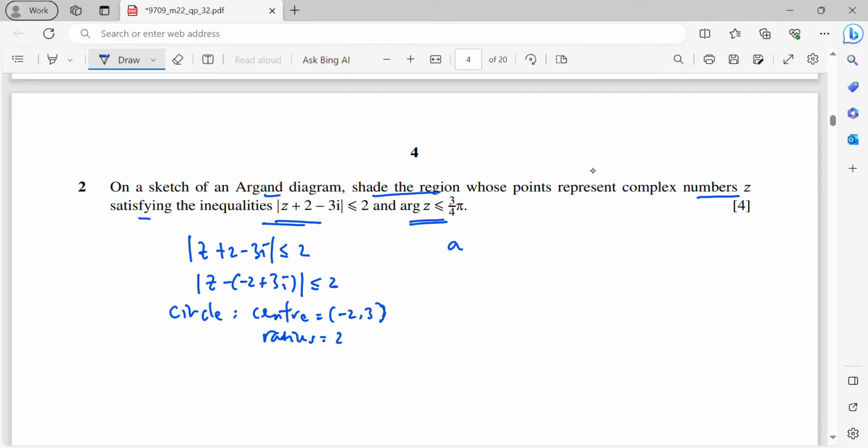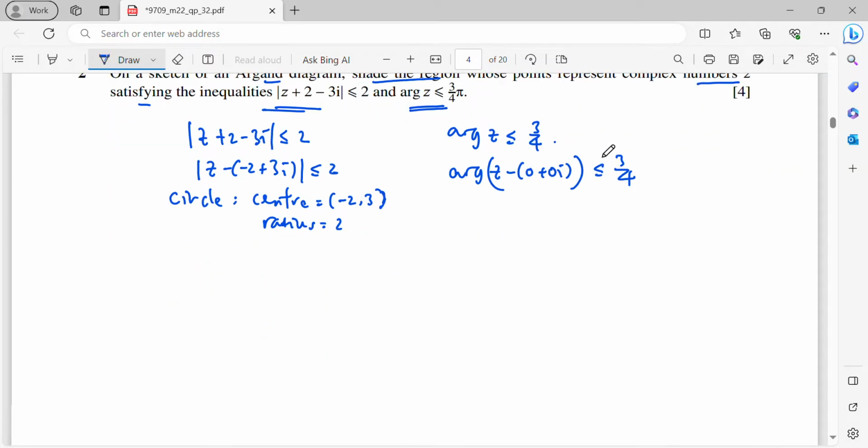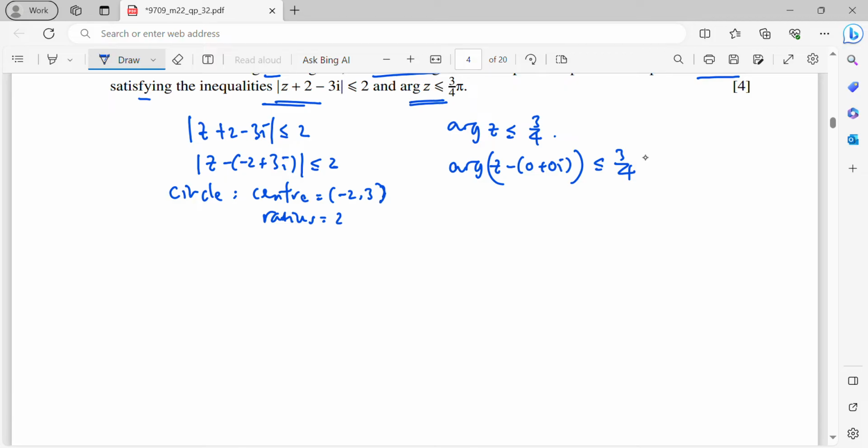Then now argument z less than or equal to 3 pi over 4. That means your reference point is at 0 plus 0i, which means it's at the origin. Now to sketch the circle with center minus 2, 3, I will draw the circle first, then I will adjust my labeling for the axis.